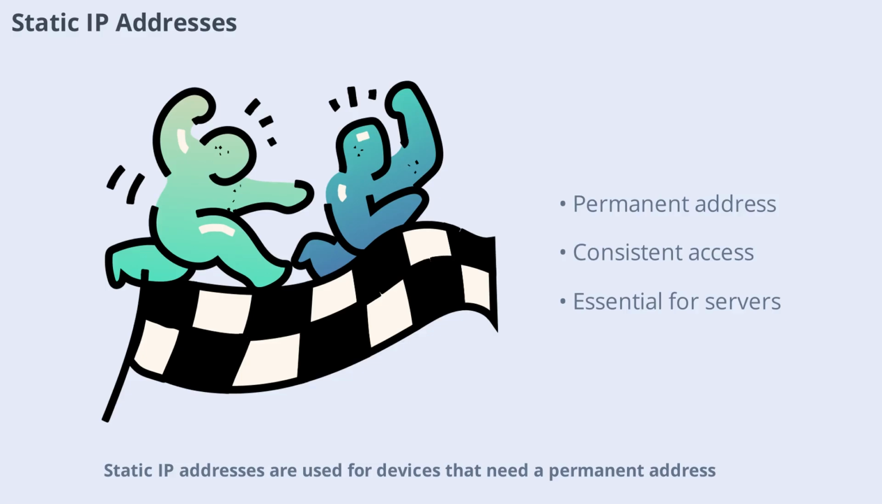Static IP addresses are used for devices that need a permanent address, such as servers or network printers. These addresses don't change, making it easier to locate and access the device consistently. Static IPs are essential for certain applications and services.